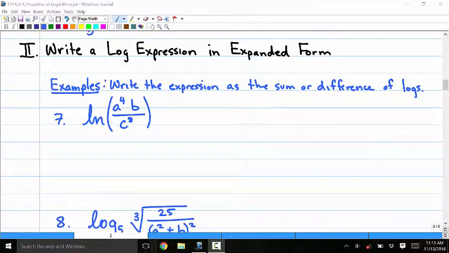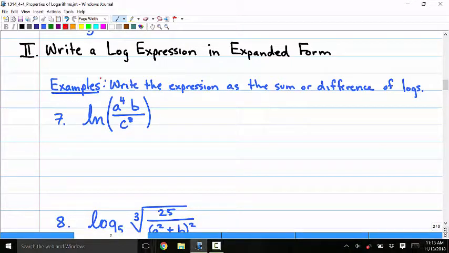Okay, now they get a little bit more complicated. Write a log expression in expanded form. Write the expression as a sum or difference of logs, and don't leave powers. So make sure you put the powers out front. Number 7, the natural log of quantity a to the 4th times b, all divided by c to the 8th.